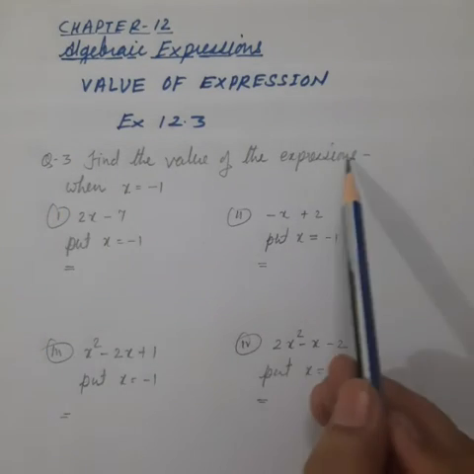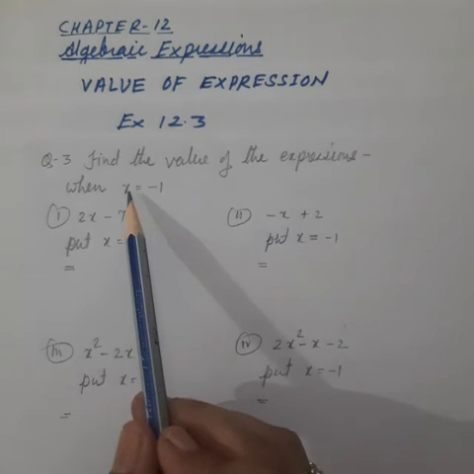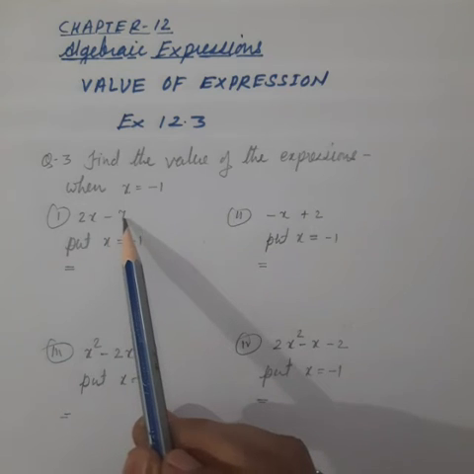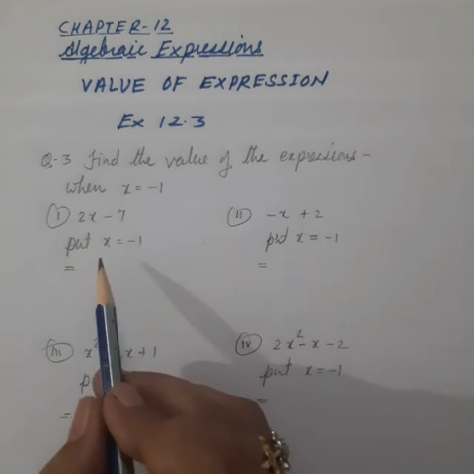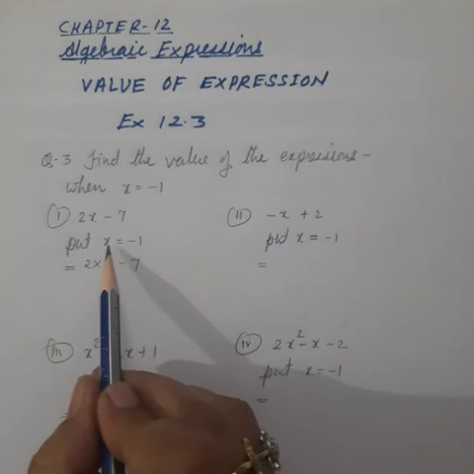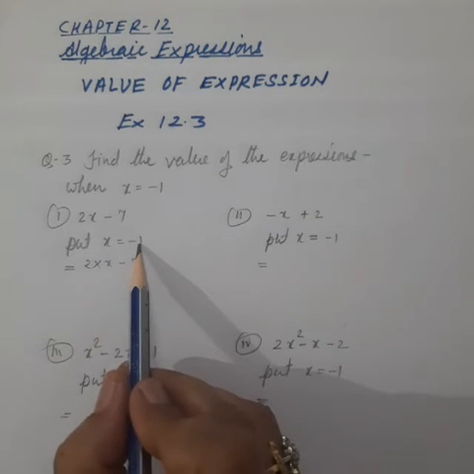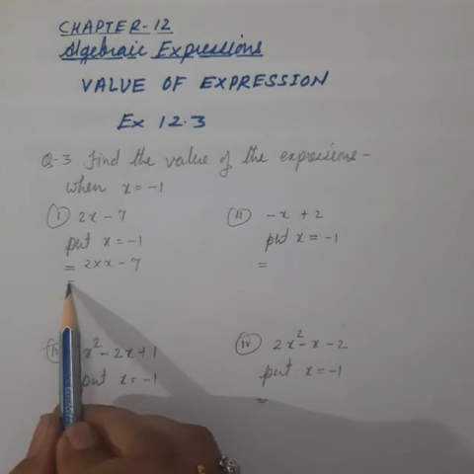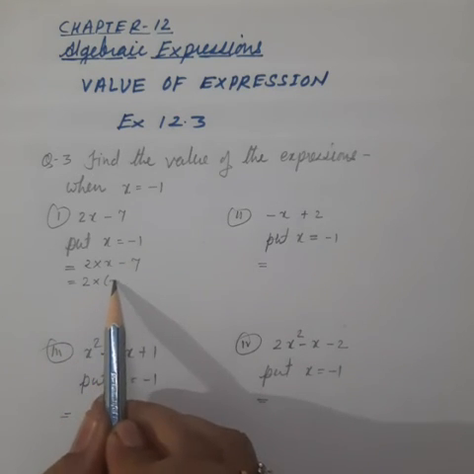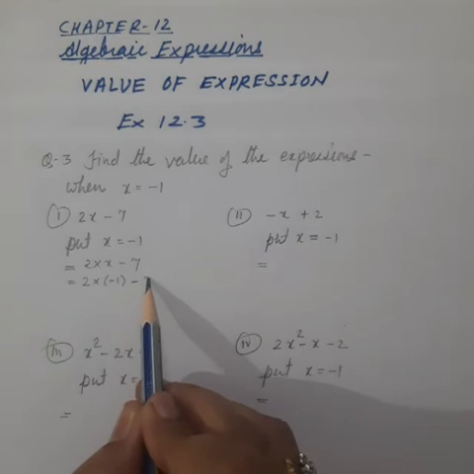Question 3. Find the value of expressions when the value of variable x is given as minus 1. First one, 2x minus 7. 2x means 2 into x, minus 7. Now at the place of x, put minus 1. It is negative, so put it in bracket. 2 into x is minus 1 in bracket, minus 7.